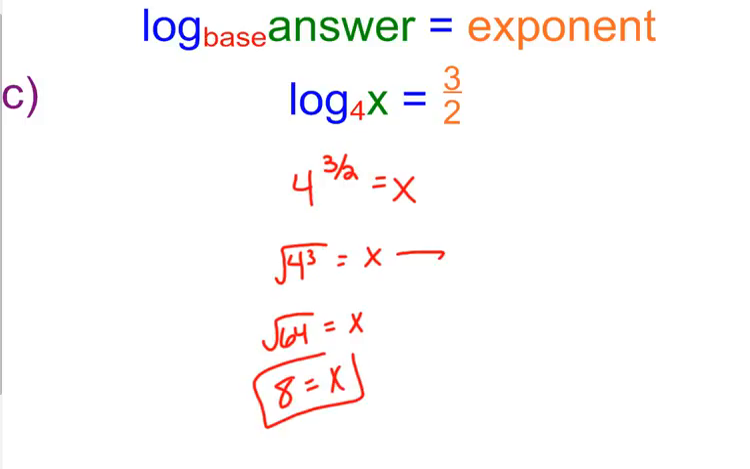Or if you would have gone the other way and said, oh, the square root of 4 is 2, 2 cubed is still 8. So either way you go, you get the same answer.